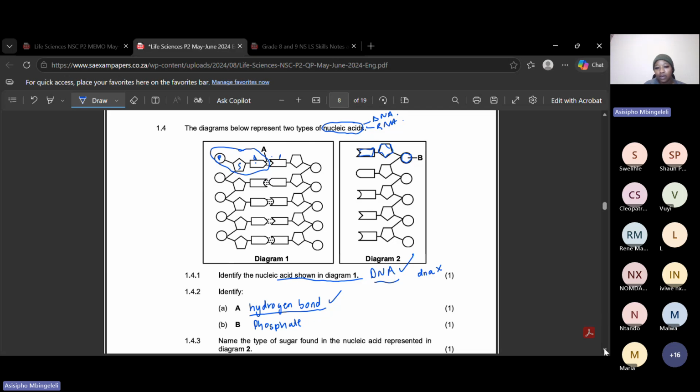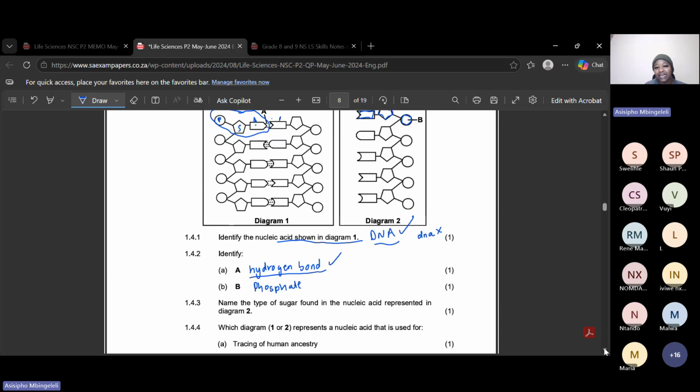Okay, and then name the type of sugar found in the nucleic acid represented in diagram 2. The nucleic acid represented in diagram 2 is your RNA, because we can see a single strand. Diagram 1 is a DNA. We've already answered that in 1.4.1, and we said that that is DNA because it's double-stranded and there's bonds in between, right? So for the type of sugar that we are finding in diagram 2, firstly, you need to identify what diagram 2 is, that is RNA. So meaning the sugar that we find there is ribose sugar. The tick will be there at ribose.